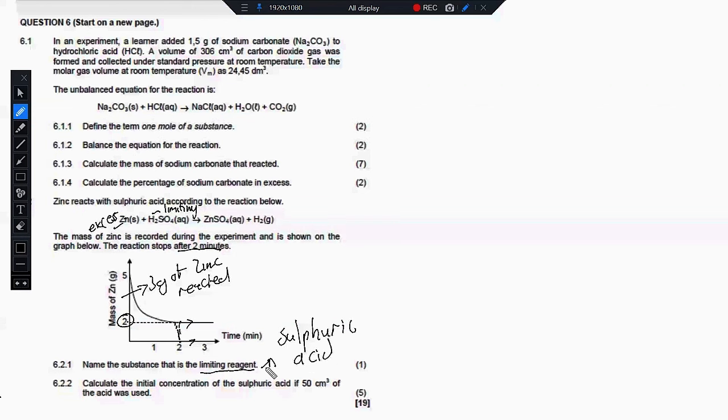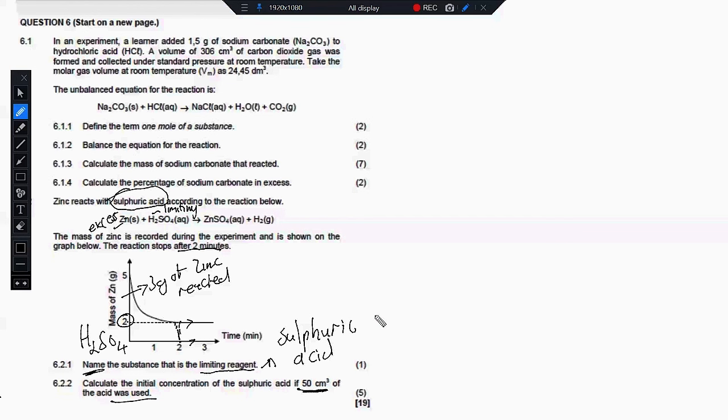But then note it says name. So you are not supposed to say H2SO4. That's the chemical formula. To name it, you just say sulfuric acid. So the name is given up here, sulfuric acid. Now 6.2.2 says calculate the initial concentration of the sulfuric acid if 50 centimeter cube of the acid was used.